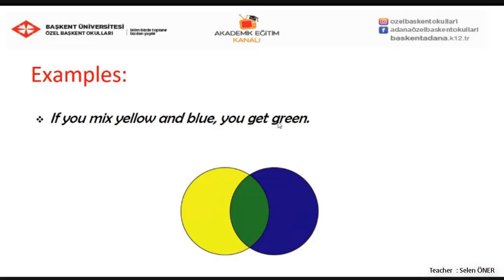If you mix yellow and blue, you get green. It's a fact, okay? Sarı ve mavi rengi karıştırdığımızda yeşil renk elde ederiz. Bu kanıtlanmış bir gerçekliktir. Dolayısıyla bunu if clause sıfır şart kipinde kullanıyoruz. If you mix yellow and blue, this is the if clause. You get green, this is the main clause.